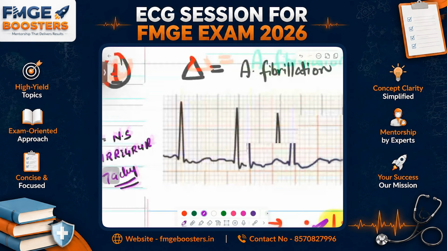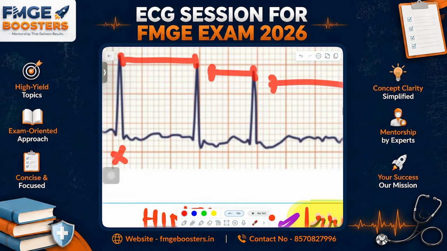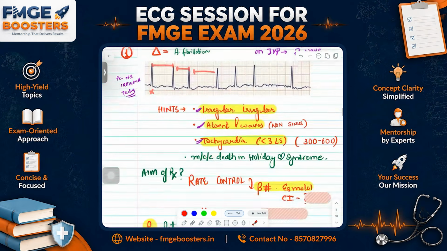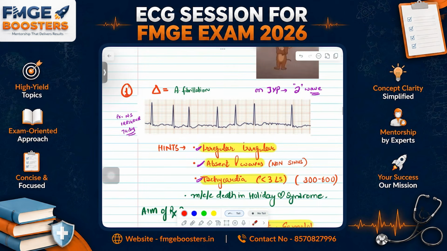Now, atrial fibrillation, you have to diagnose it. See, the P wave is absent, it is irregularly irregular, right? And the third one was tachycardia. Now tell me, what is the treatment of atrial fibrillation?